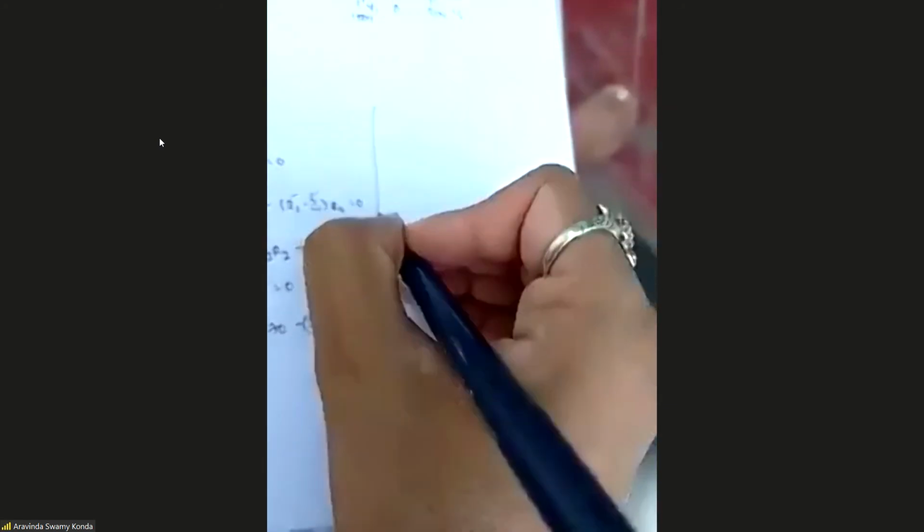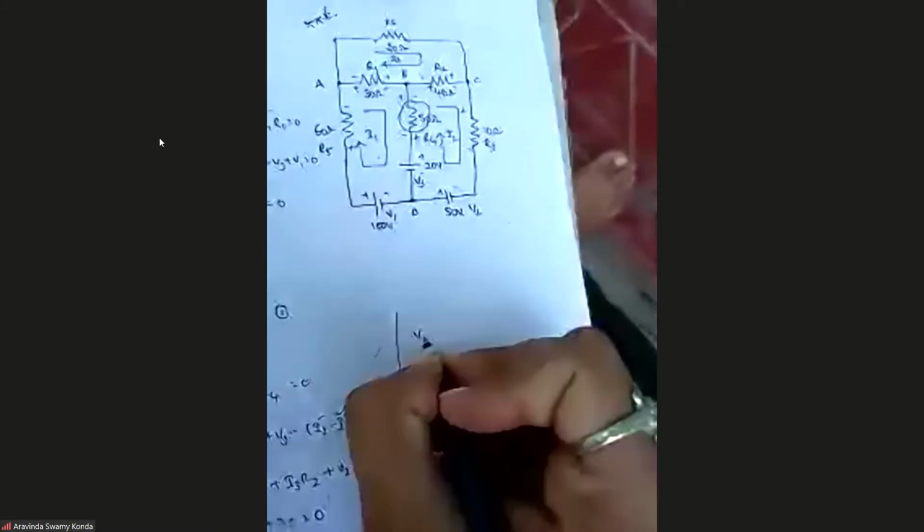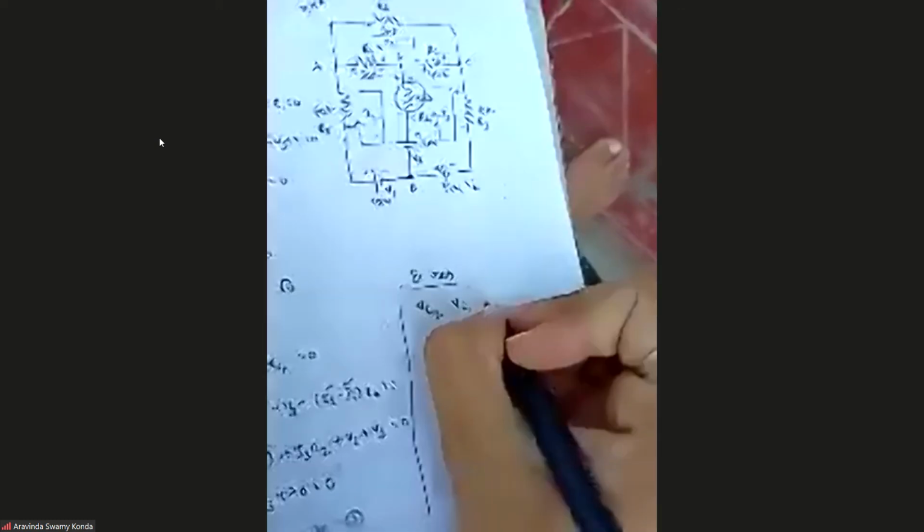And next write the equation for the third mesh. How many elements are in the third mesh? Any sources? No, sir. Only three elements, sir. So that is VR6, VR2, VR1. Third mesh: VR2, VR1, VR6 equal to 0.